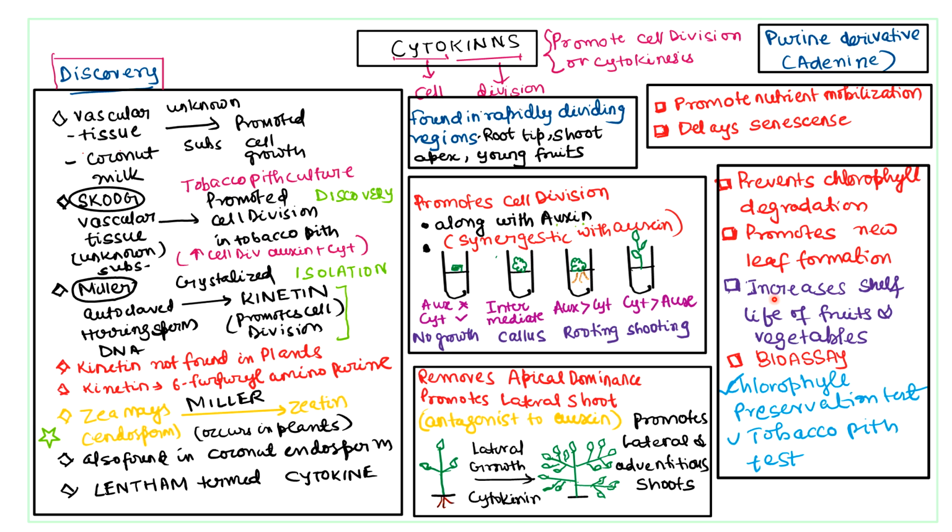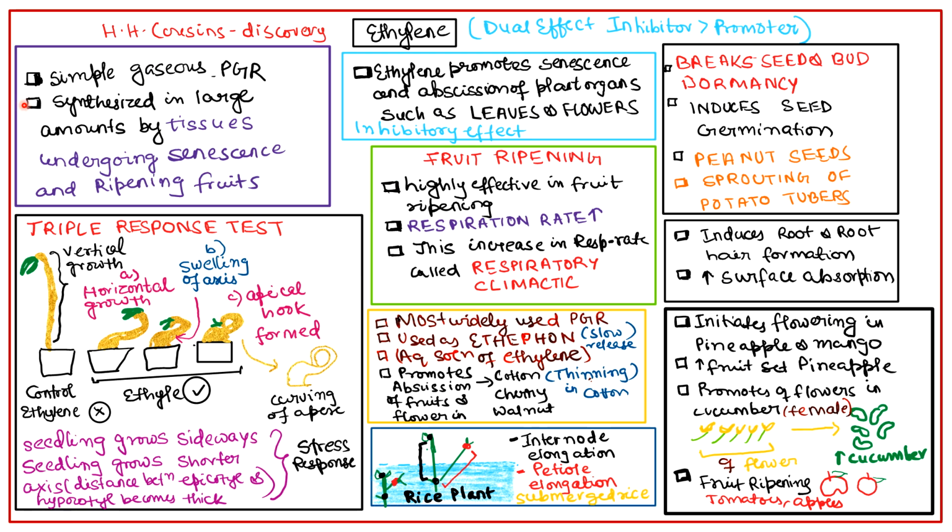Also, it increases the shelf life of fruits as well as vegetables, because cytokinins have a very positive impact on chlorophyll formation and protection. So for bioassay of cytokinins, we use the chlorophyll preservation test or the tobacco pith test. Is that clear? So that's all about cytokinin.